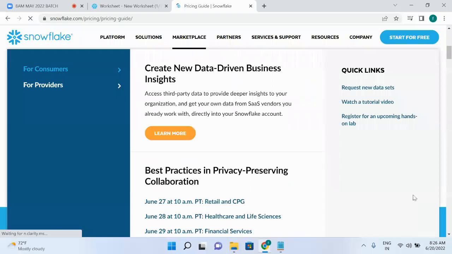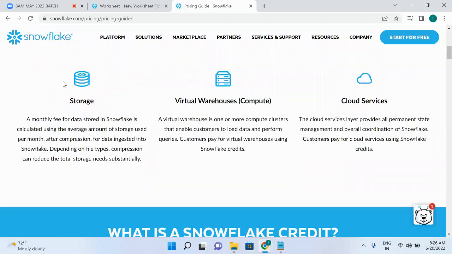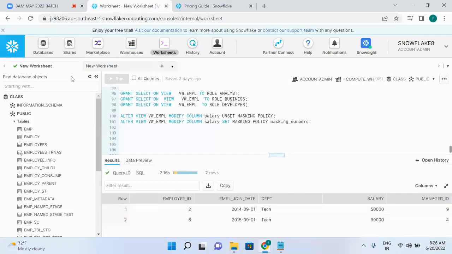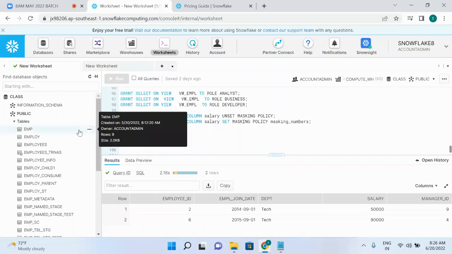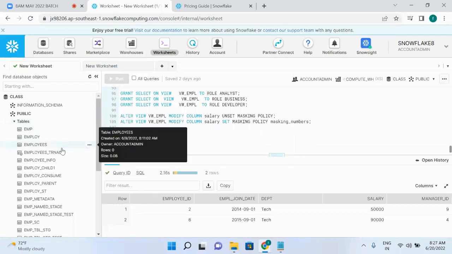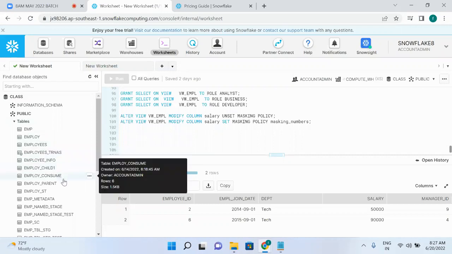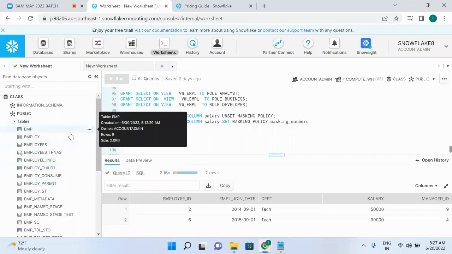See this one. The main three things are storage, virtual warehouse, and cloud services. We know that storage and virtual warehouse are charged. But what about cloud services utilization? Cloud services means whenever you are picking something from the metadata, whatever service we are utilizing here, all these things are cloud services, right? If you observe this, it gives the information directly, like the count and all this information. How is it coming? It is available in the cloud services metadata.